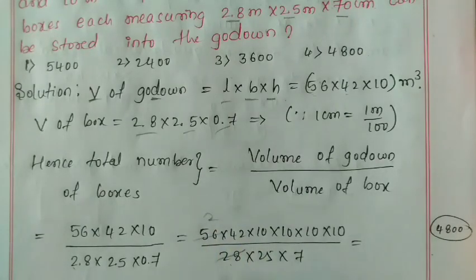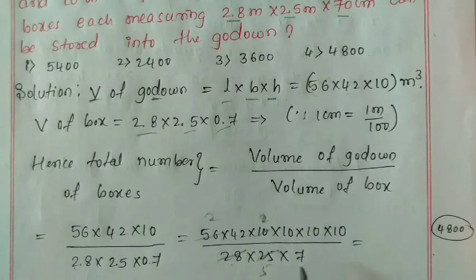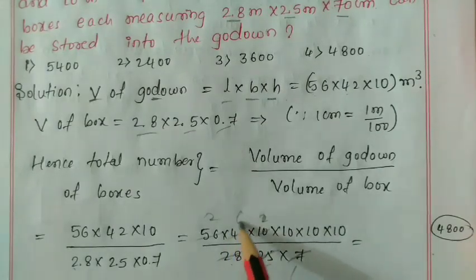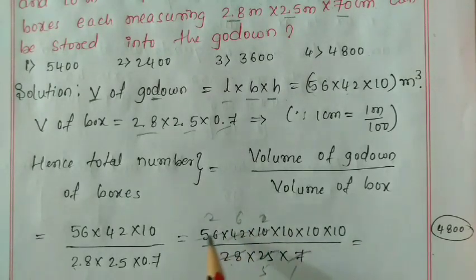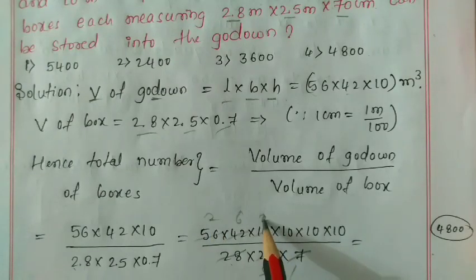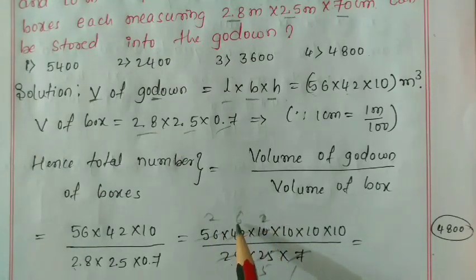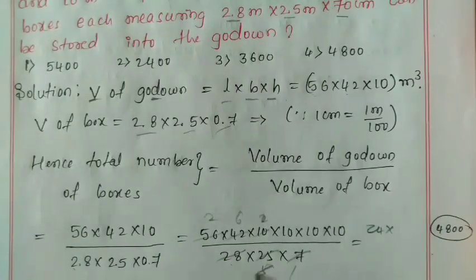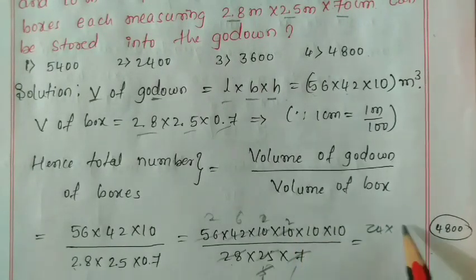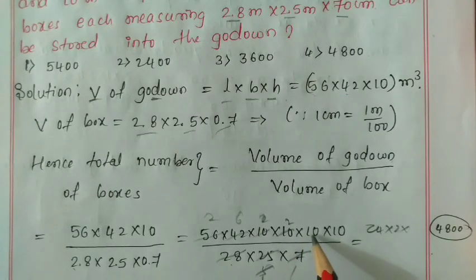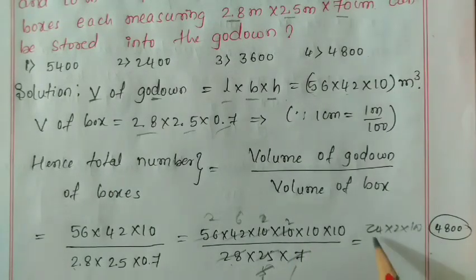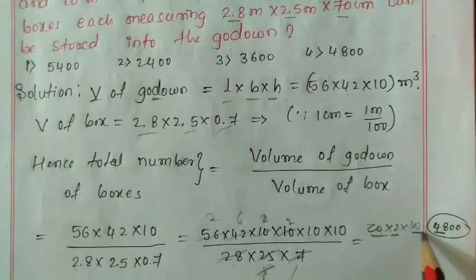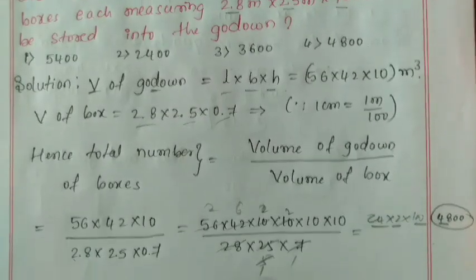Okay, so 28 1s are 28, 28 2s are 56, you can write. Next, 5 5s are 25, 5 2s are 10. 7 1s are 7, 7 6s are 42. Which equals, 2 2s are 4, 4 6s are 24. So you can write here 24 into 5 2s are 10, into 2 into 10 into 10 is 100, right? So 24 2s are 48. You can write this 00 as it is.